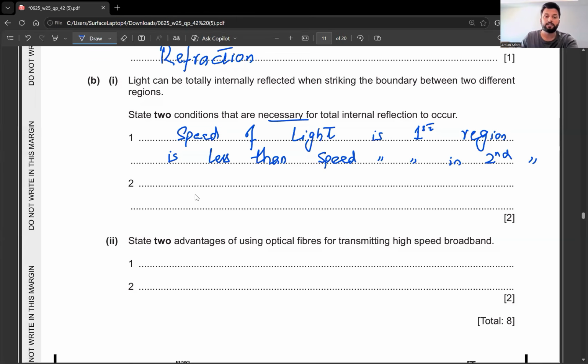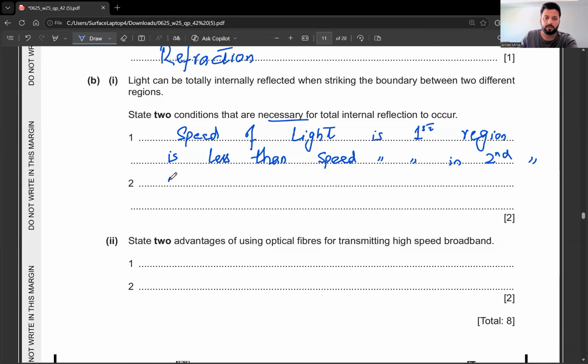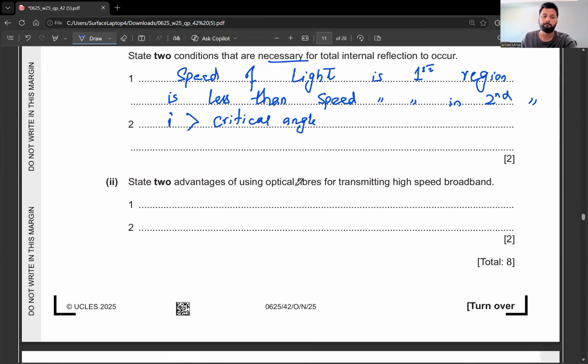And what is the second condition? The second condition is angle of incidence must be greater than critical angle. Angle of incidence, I'm just writing I. You will write a complete sentence. Angle of incidence must be greater than the critical angle. Okay. So this is the basic condition for total internal reflection.